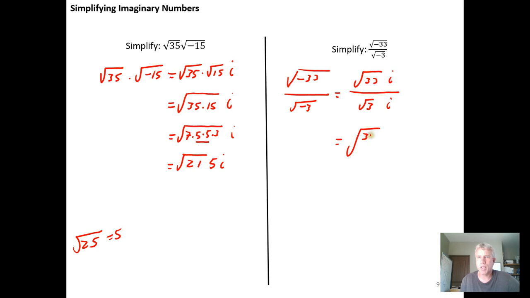I can bring them together if I want to, which is going to give me just the square root of 11, and 11 is a prime number, so it's not going to have a perfect square embedded into it, so it's in simplified radical form the way that it sits.